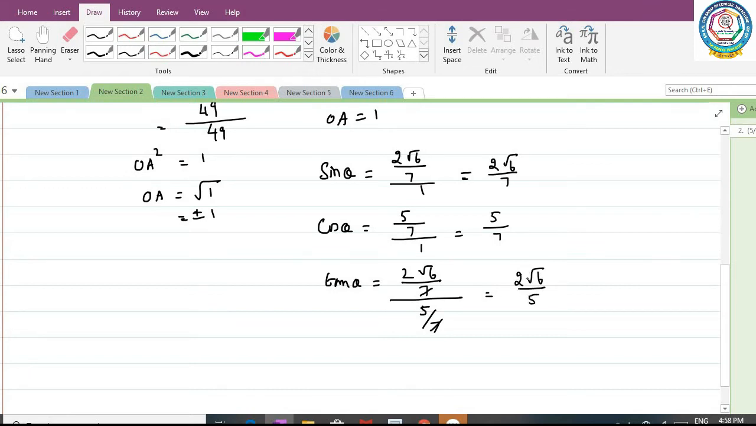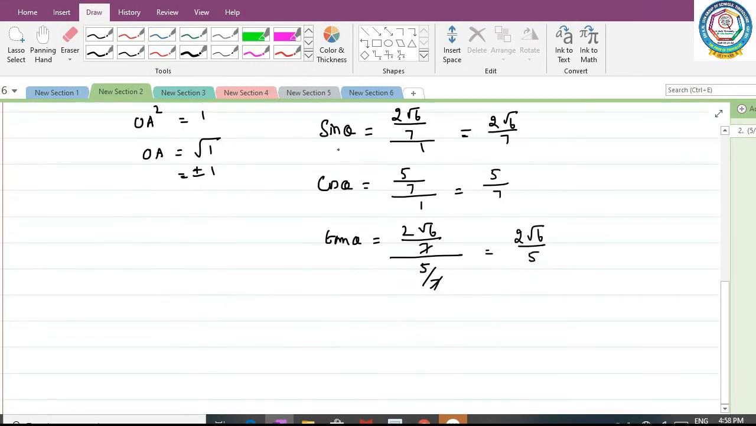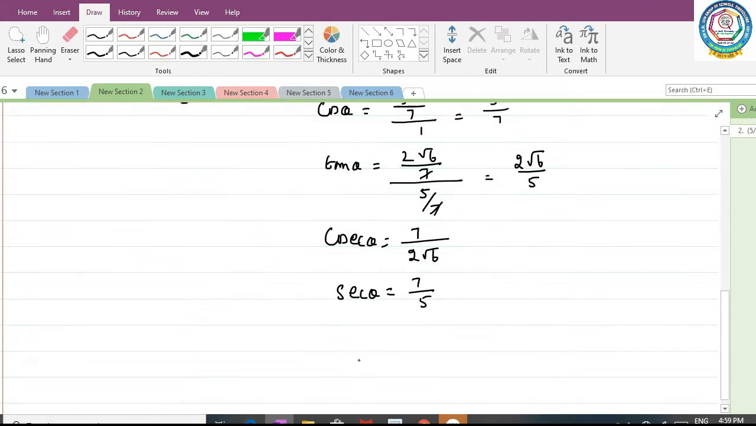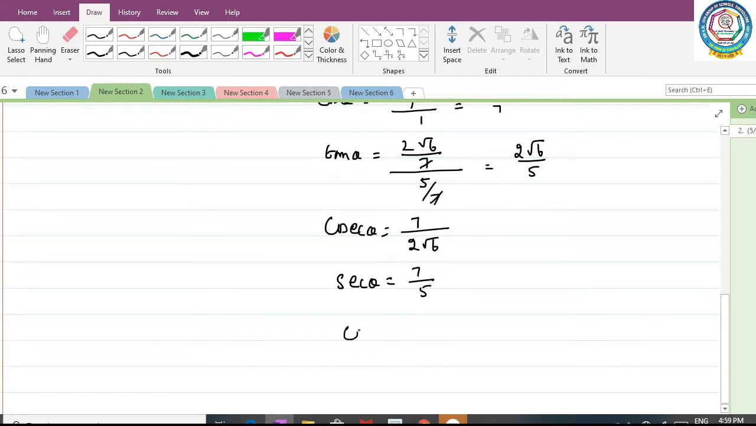So what are the remaining trigonometry ratios? Sin, cos, tan we got. So what is the reciprocal of sin? Cosecant. So cosecant theta is equal to 7 by 2 root 6. Then secant. Therefore, secant theta equal to 7 by 5. Next one, cot. Reciprocal of tan. So cot theta is equal to 5 by 2 root 6.